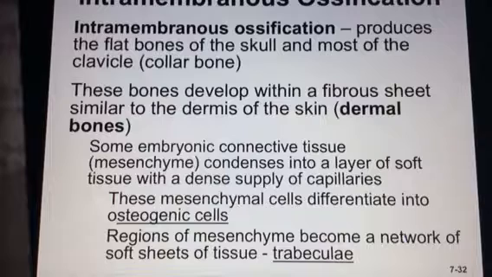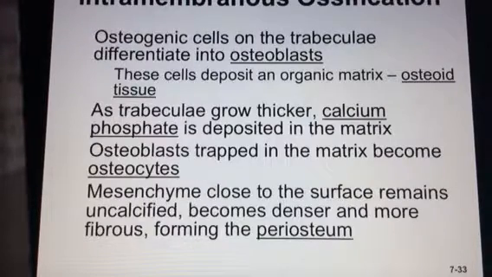This is the type of ossification producing the flat bones of the skull and the clavicle. They develop within a fibrous sheet, which is similar to the dermis of the skin. This is where I think it gets confusing. They start calling embryonic connective tissue mesenchyme, which is what it's called, but let's just call it embryonic connective tissue because we know what all of those words mean. So this connective tissue condenses into a layer of soft tissue with a lot of capillaries, and then those cells differentiate into osteogenic cells. So here's a picture.